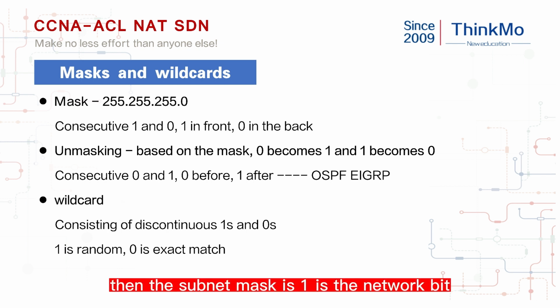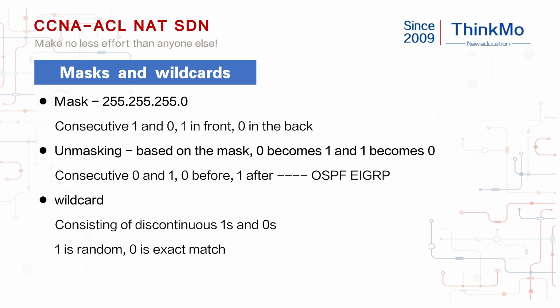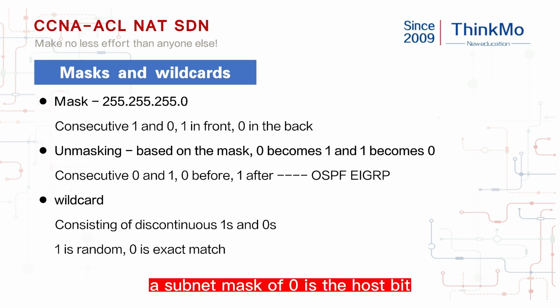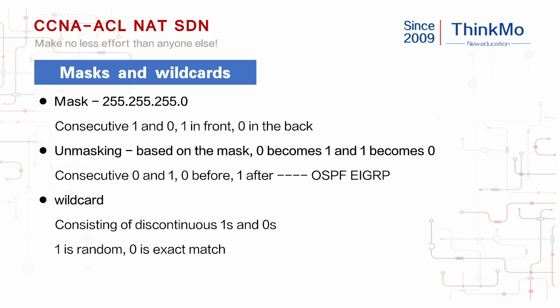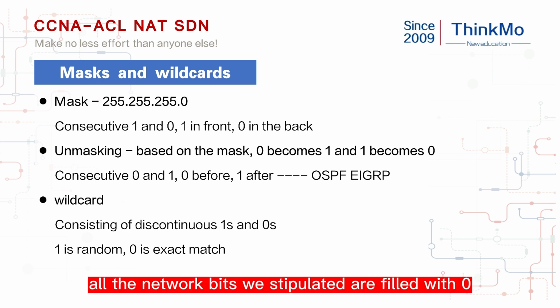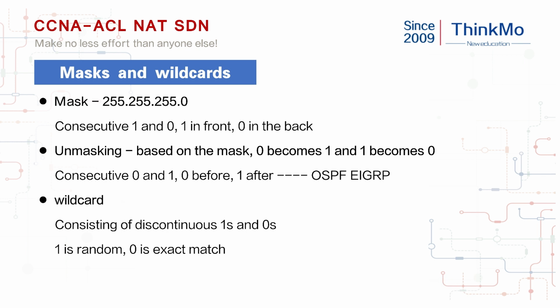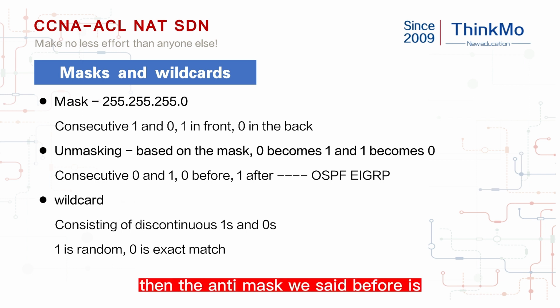Then in the subnet mask, 1 is the network bit and 0 is the host bit. The host bits are variable. When all the host bits are filled with 0, this is the address of a network segment. So the mask must be consecutive and can't be out of order. Continuous means it has to be 11110000 instead of 110101.